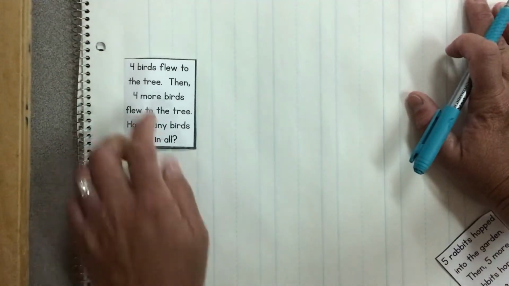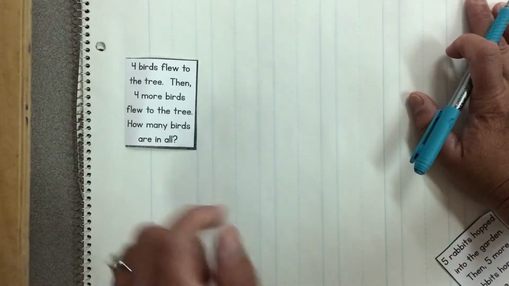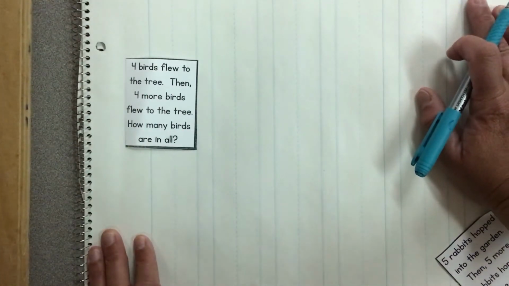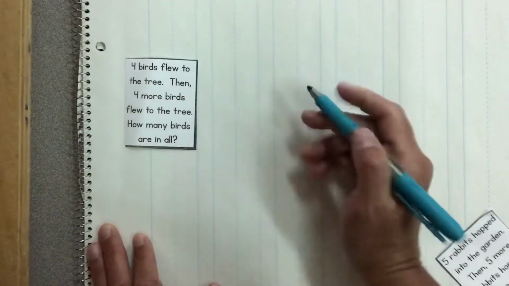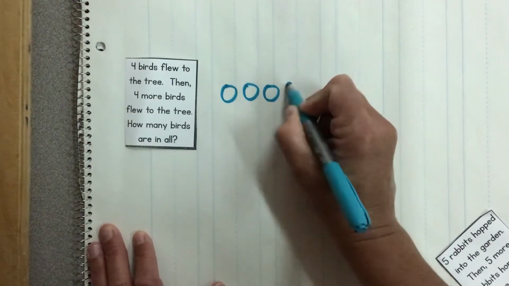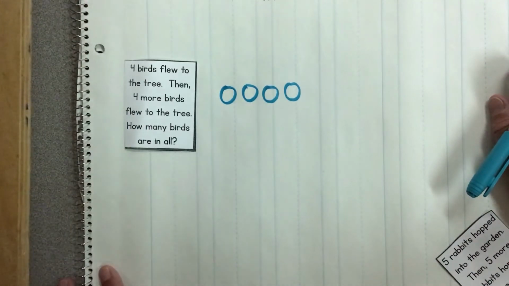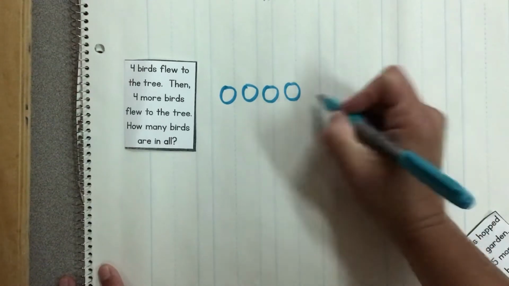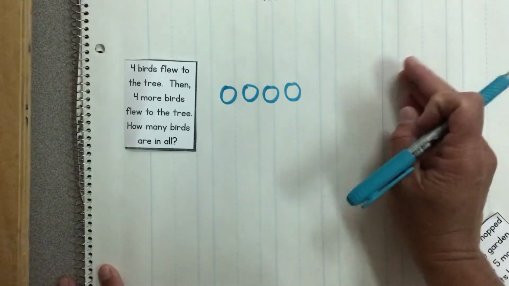So let's read the problem. 4 birds flew to the tree. That's my first group. Then 4 more birds flew to the tree. How many birds are in all? So I have 2 groups of 4. First there were 4, and then 4 more came. So I'm going to draw my first group of 4. 1, 2, 3, 4. That's my first 4 birds. Now I'm going to draw my second group of 4. 4 more birds. Now I want to be able to see my 2 groups separately. I don't want to just keep drawing because then I'm going to lose track. Unless I have a different color, I'm going to lose track of where I'm going.